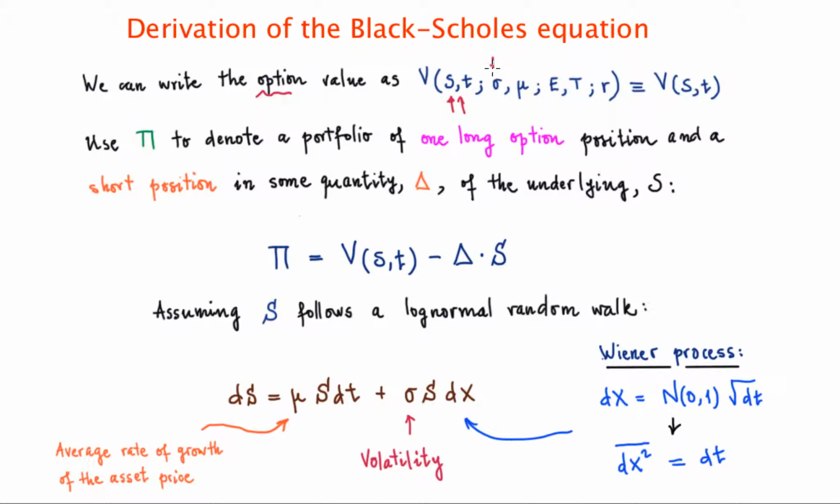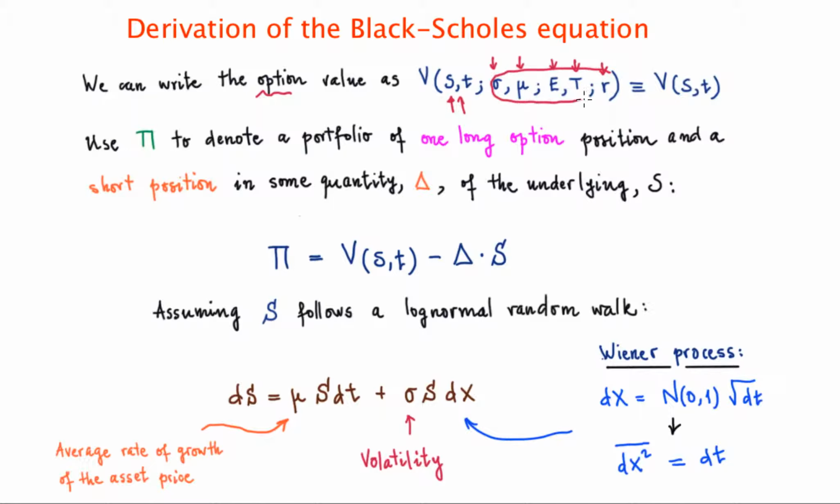So this sigma will be the annual volatility of the asset. This mu is the average rate of growth of the asset. This E will be the strike price. Then we have the maturity time associated to the option, and the interest rate that we'll consider to be constant, as well as the volatility will be constant. But all of these are parameters.